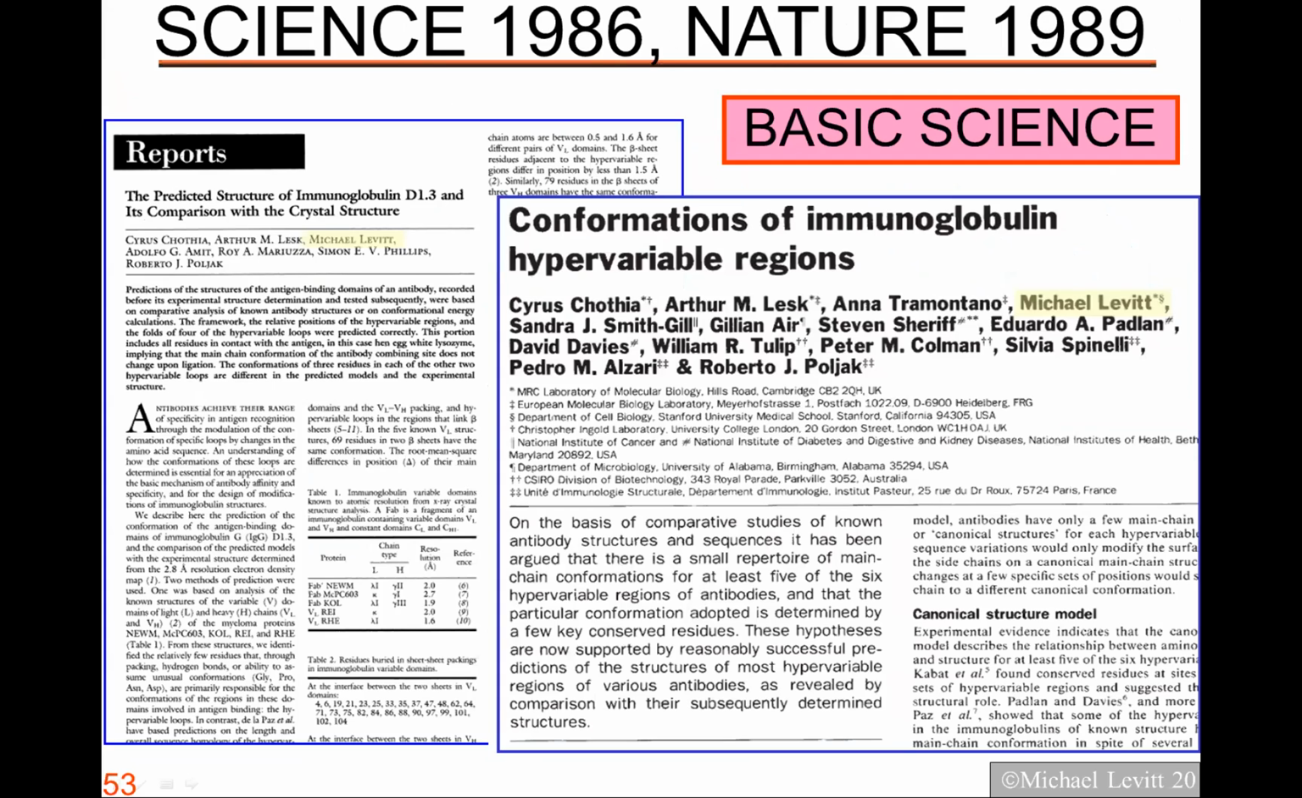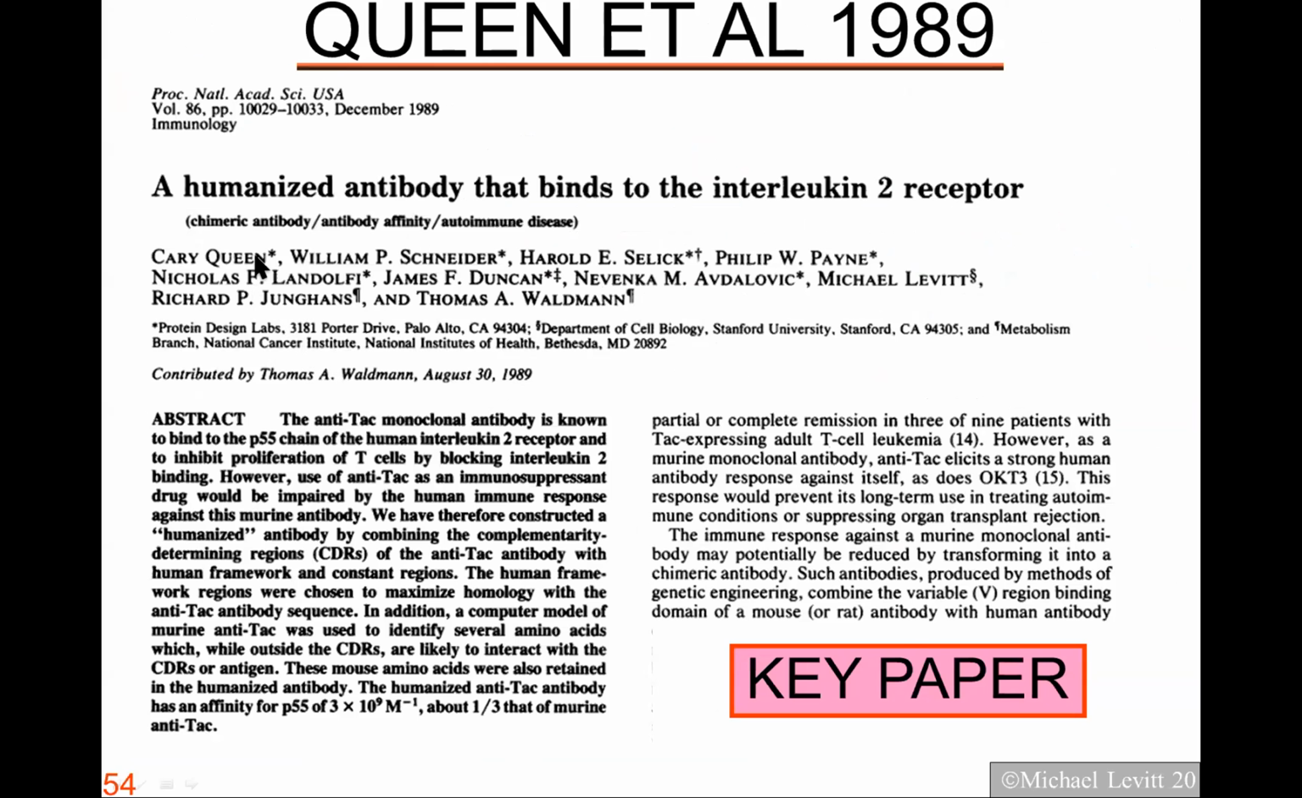But really, I sort of forgot about this until I moved to Stanford in 1987 and sort of got involved in a startup company called Protein Design Labs. And in 1989, that company published a paper. The first author is Cary Queen, who was the founder of the lab. And here am I. And essentially, this paper has a title that tells the whole story. It's a humanized antibody that binds to the interleukin-2 receptor. Cancer cells have on their surface lots of interleukin-2 receptor.